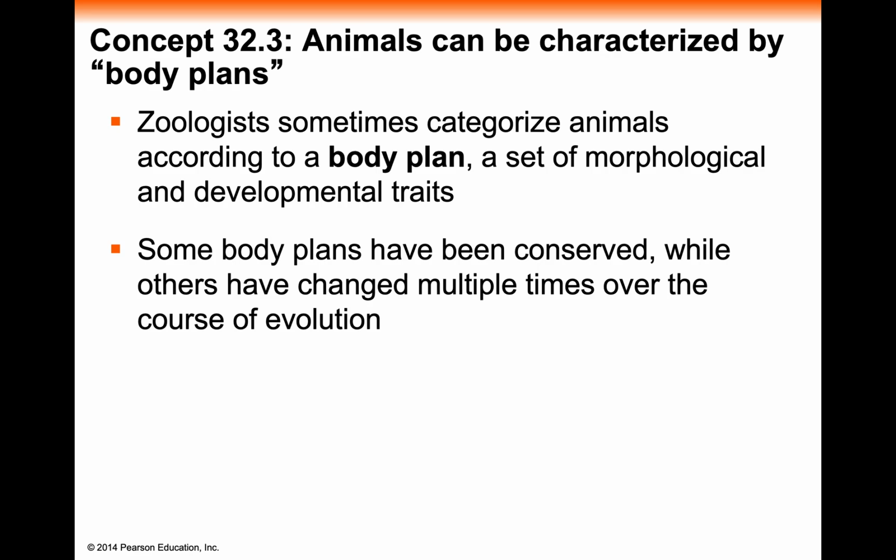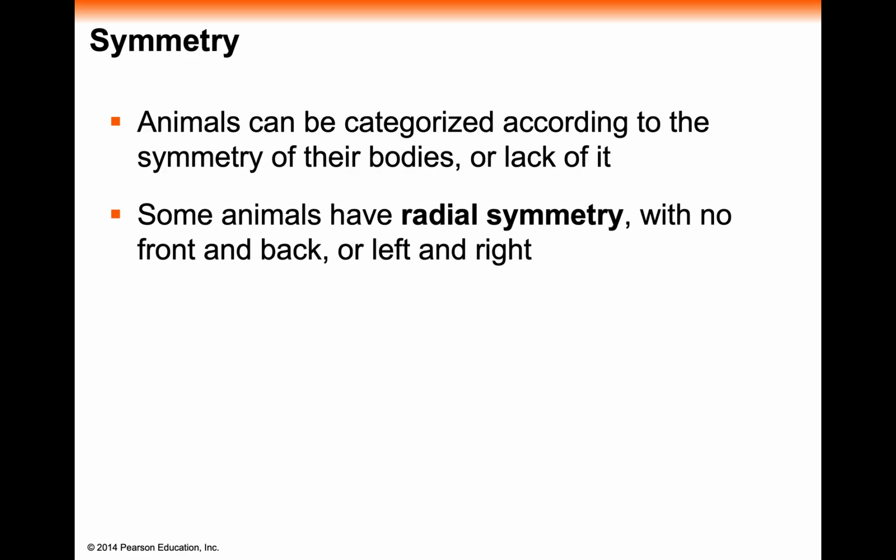Some body plans have been conserved, while others have changed multiple times over evolution. And so another one of those is radial symmetry. They don't have a right and a left. Think of a jellyfish, and it's kind of organized like spokes, right? It's kind of got this circular arrangement. Think maybe like a compact disc or a Blu-ray disc. All right, it's got this almost tube shape to it.